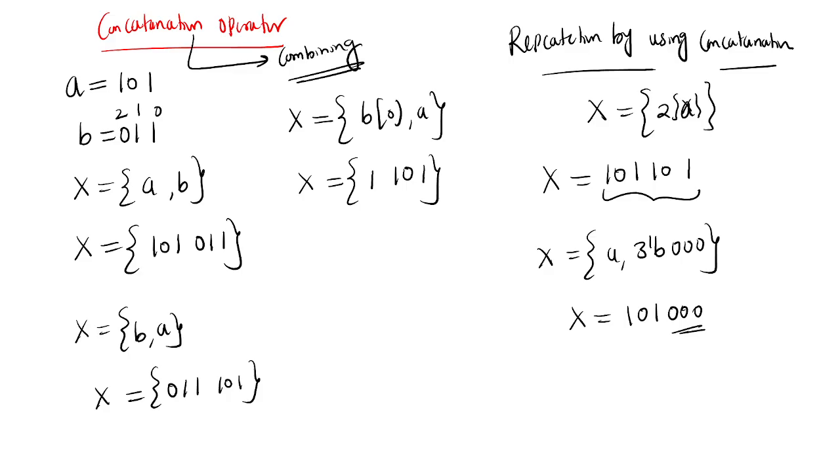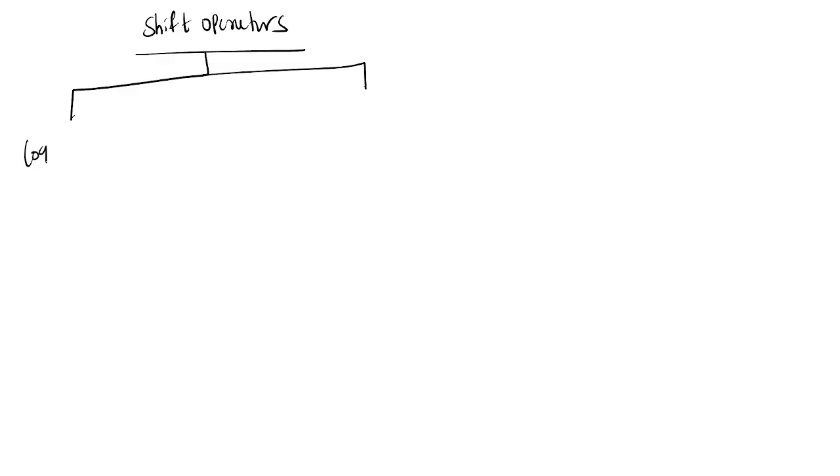Next is shift operators. What are these shift operators? Shift operators. There are two types. One is logical shift, and the next one is arithmetic shift. Logical shift and arithmetic shift. So what is this logical shift? We'll see.